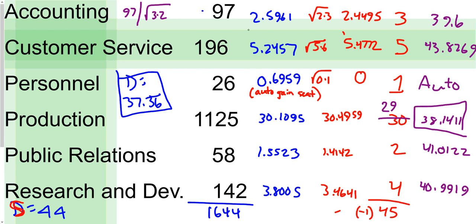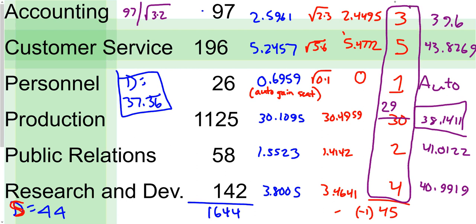So new divisor. So here's my apportionment. Here's my final apportionment. 3, 5, 1, 29, 2, and 4. And my D value of approximately 39. That's my new divisor. My old divisor was 37.3. My new one, 39. So one council member for every 39 people in each department. And that's how Hill-Huntington works.